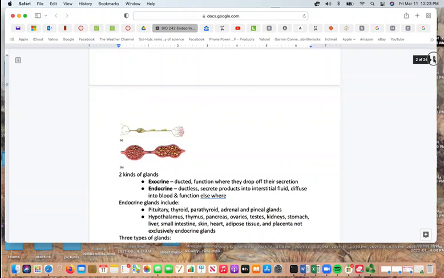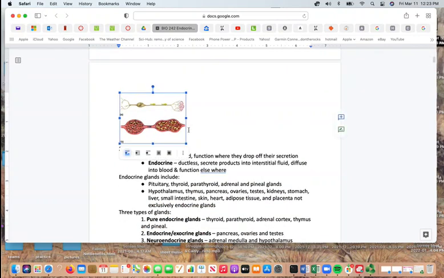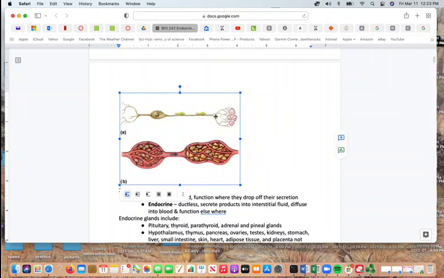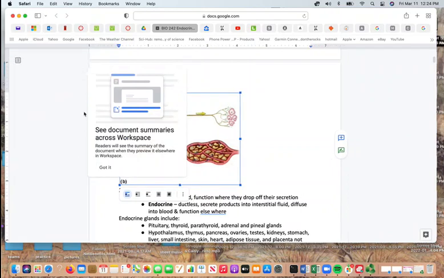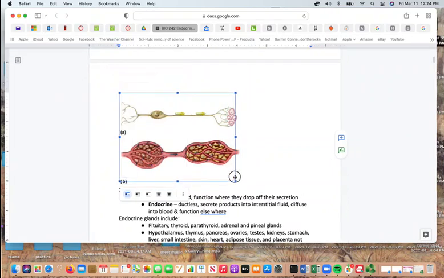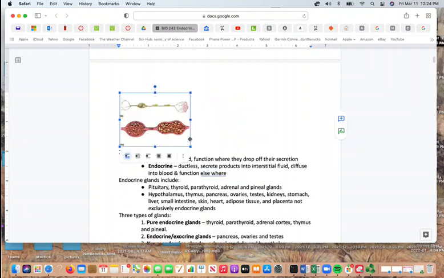So this picture shows an example of a nerve sending an impulse for communication. And here's an example of an endocrine gland releasing a chemical into the bloodstream that's going to be used for communication. So we'll shrink this back down here.